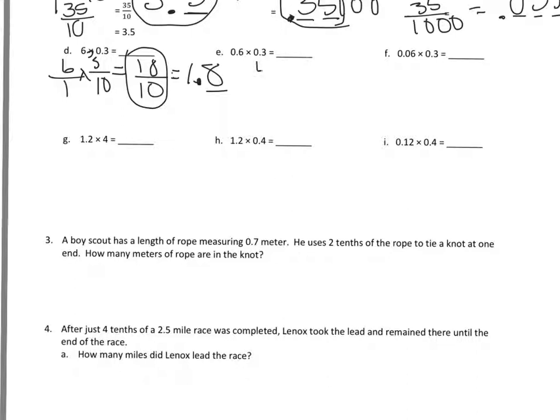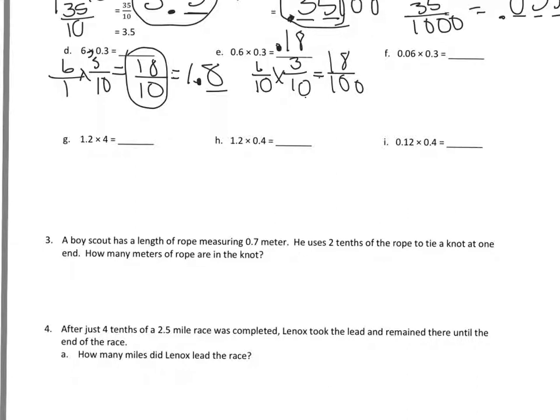Here I have 6 tenths times 3 tenths. So I have 18 again. Only 10 times 10 is 100. So since I can have 2 spots after the decimal, my answer is 0.18 or 18 hundredths.